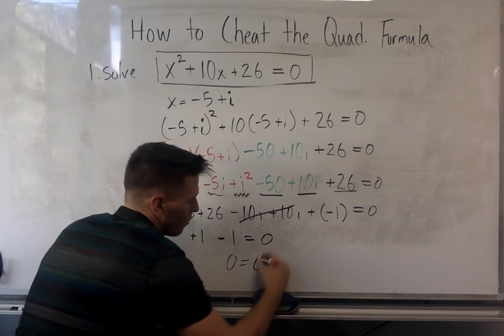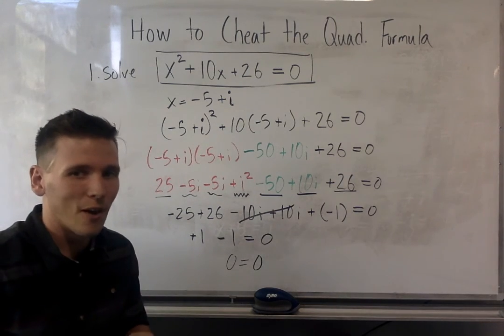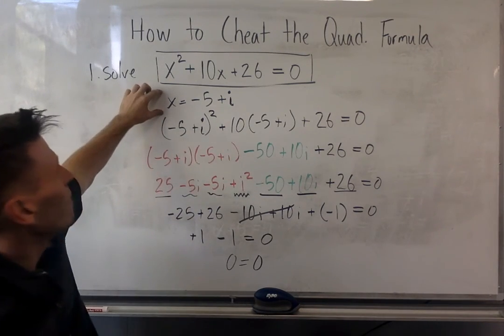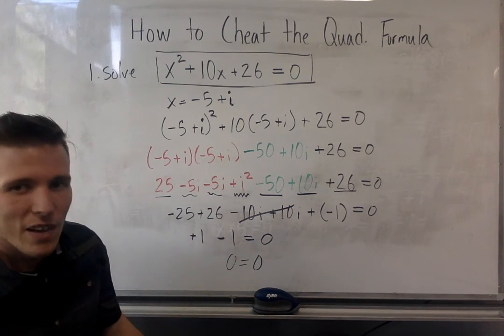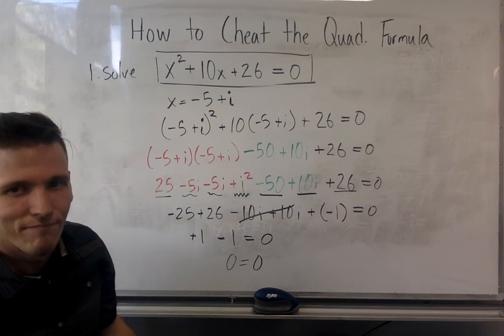0 does in fact equal 0, which means the solution we found using our tricky completing the square method, if we plug it back in and go through all that work, does in fact give us the exact answer that we thought it would.